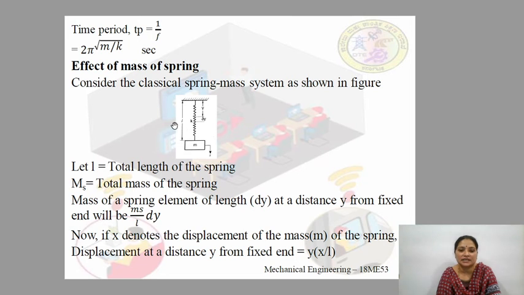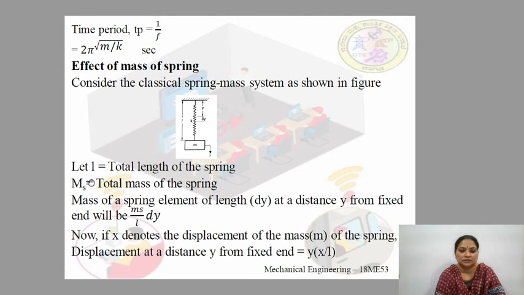Let us consider small l as the total length of the spring. When the mass m is attached, the spring gets elongated. Let us consider a small element of the spring that is going to be displaced. Let it be denoted as delta y. And let us consider that this delta y is taken at a distance y from the fixed end.